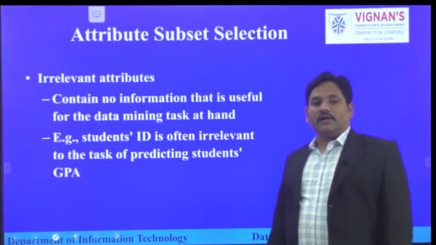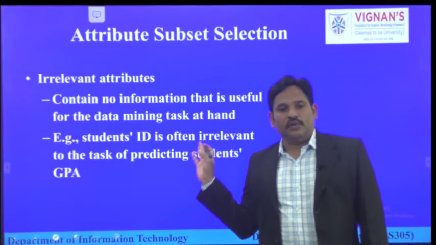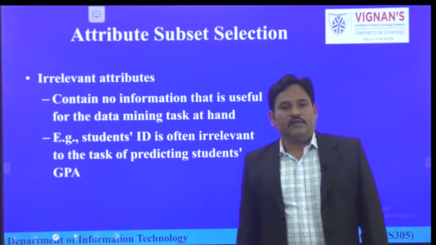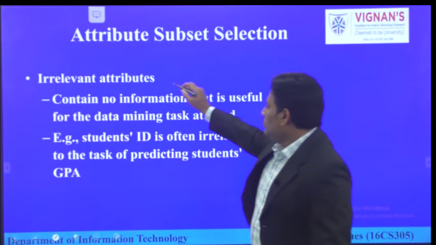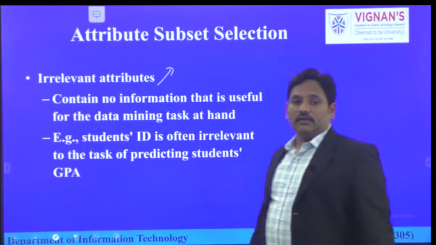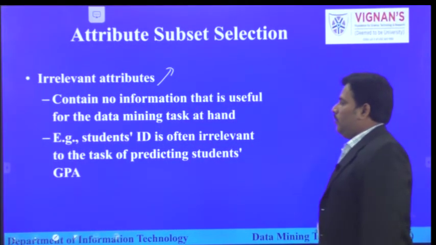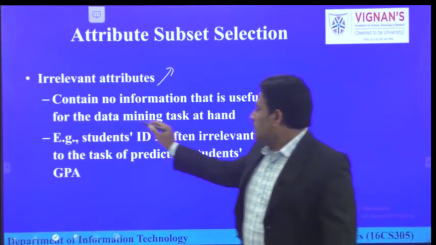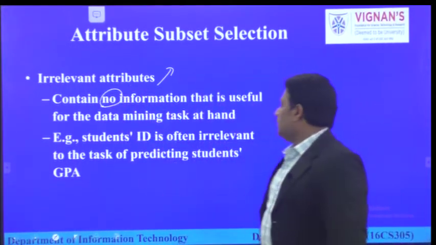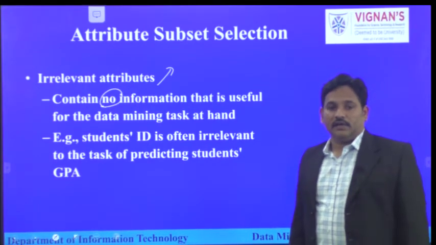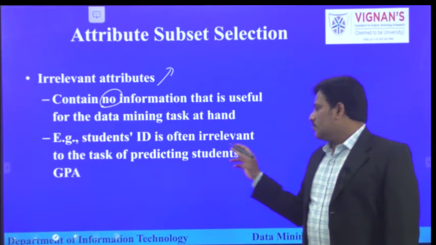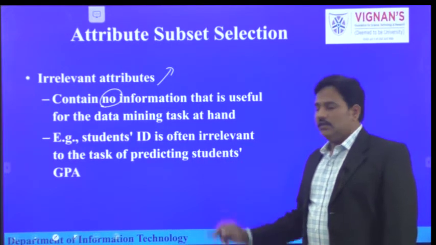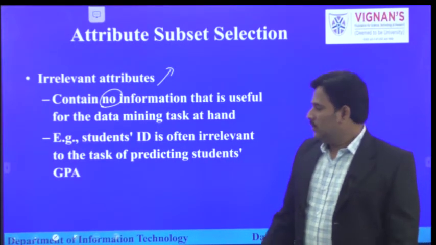And the next one is irrelevant attributes. In the previous case we identified duplicate values. Next, here we are looking into irrelevant attributes. They contain no information that is used for the data mining task at hand. Example, student ID is often irrelevant to the task of predicting student GPA.